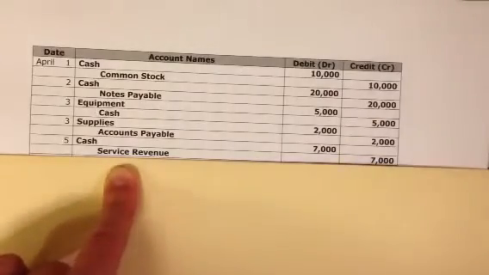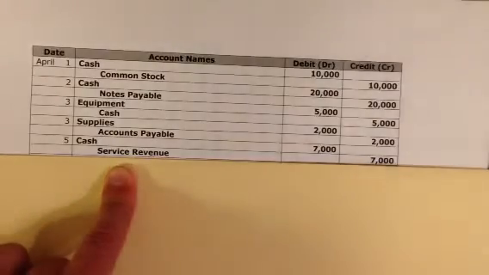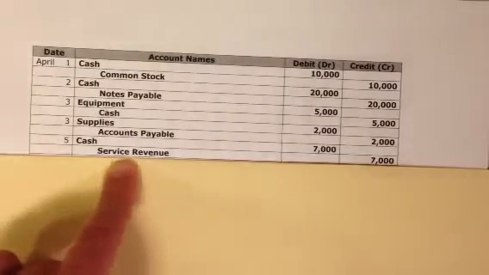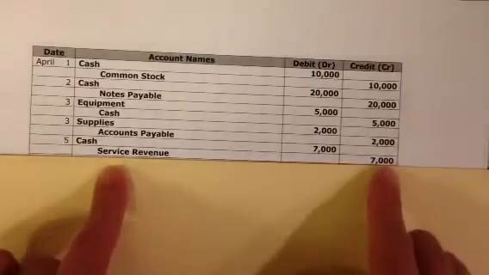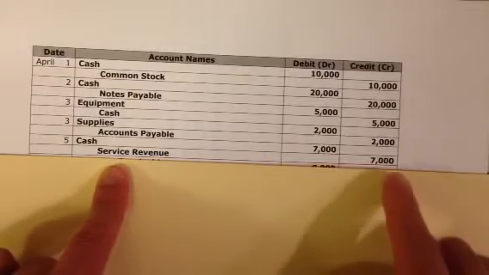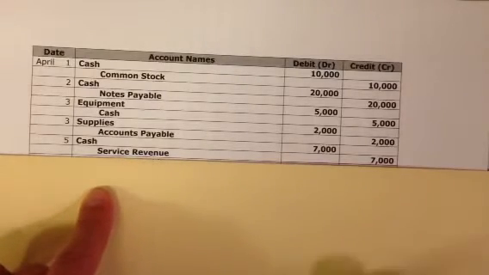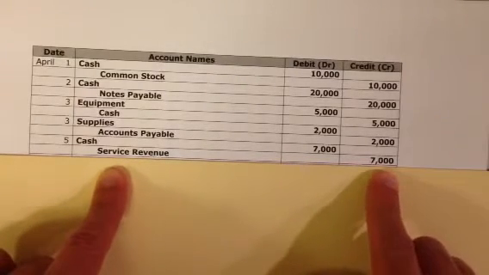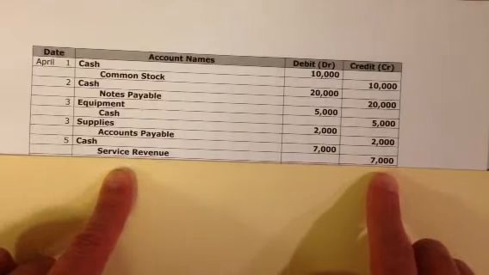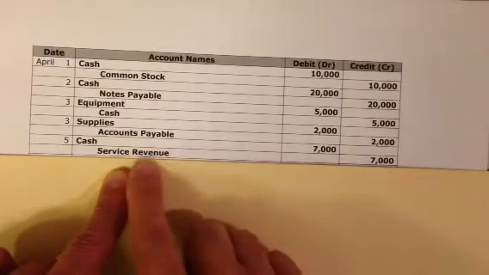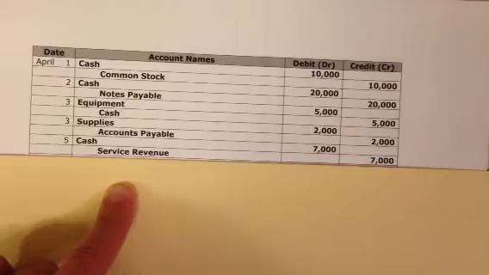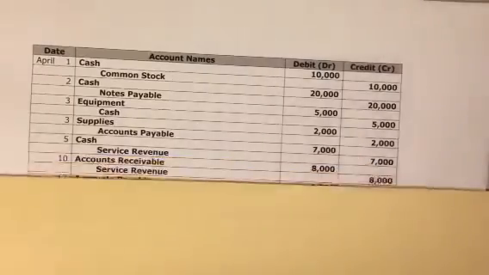In this case, we've called it service revenue. If we were in the business of selling goods, we might have called that account sales revenue, but we have credited our service revenue account $7,000. When we deliver goods or we do work for people, we have earned that money. We credit revenue. We've credited service revenue $7,000.